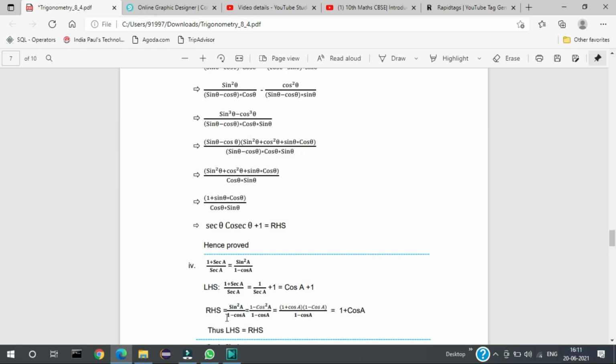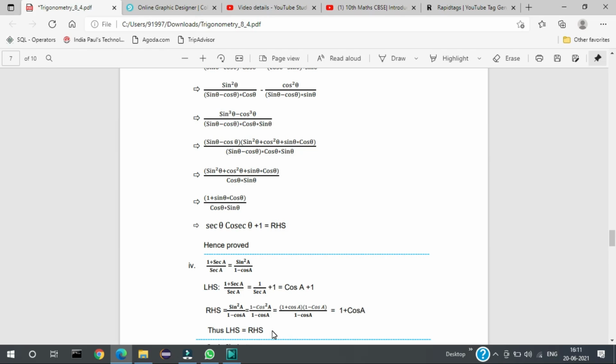So coming to RHS, sin square A by 1 minus cos A. Sin square A can be written as 1 minus cos square A by 1 minus cos A. So (1 plus cos A) into (1 minus cos A) by 1 minus cos A. So 1 minus cos A and 1 minus cos A get cancelled. That implies 1 plus cos A. Thus LHS equals RHS.